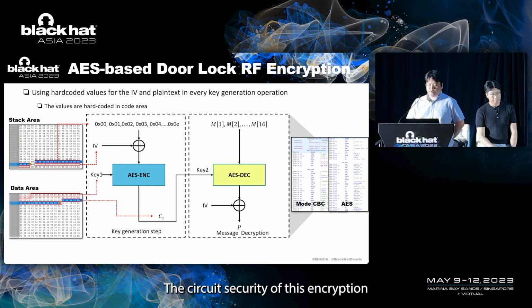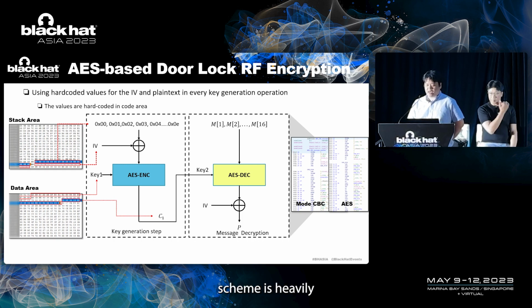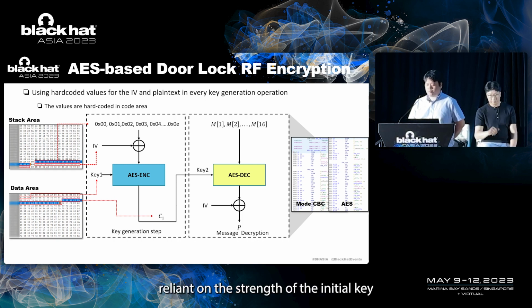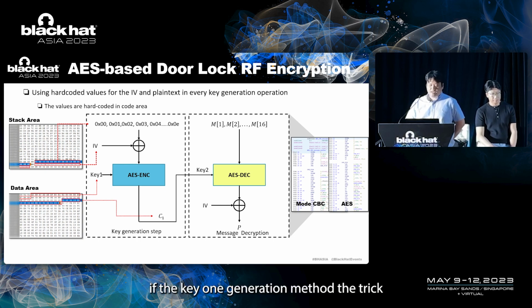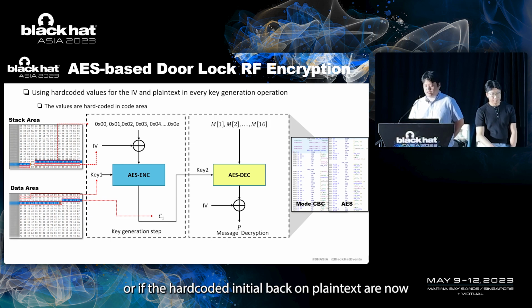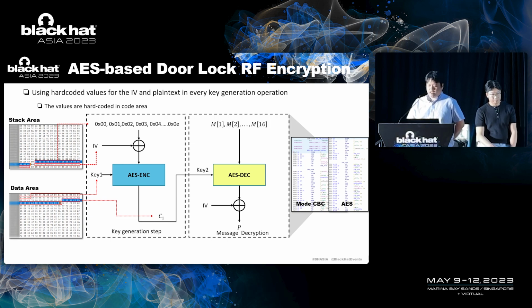The security of this encryption scheme is heavily reliant on the strength of the initial key 1 and the generation method used for it. If the key 1 generation method is weak, or if the hard-coded initial vector and plain text are known, the entire encryption scheme becomes vulnerable.